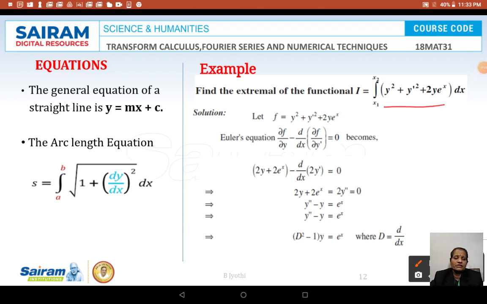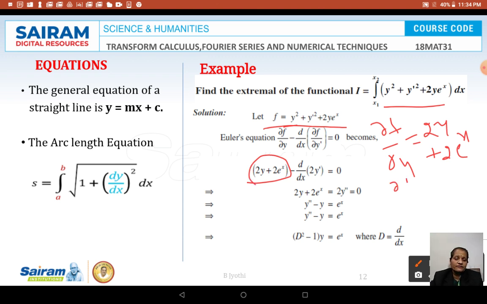This is the function here: y squared plus y dash squared plus 2y e to the power of x. Let's consider f equal to this. In order to substitute in Euler's equation, the first thing we should do is find dou f by dou y. Here y squared and 2y e power x are the terms in y. Y dash squared becomes 0 when we differentiate with respect to y. So 2y e to the power of x becomes 2 e to the power of x. So we have got a result.